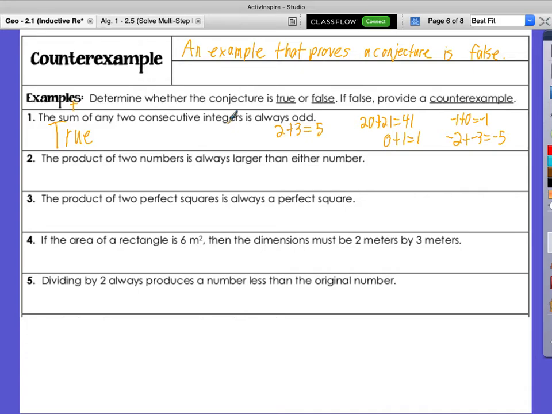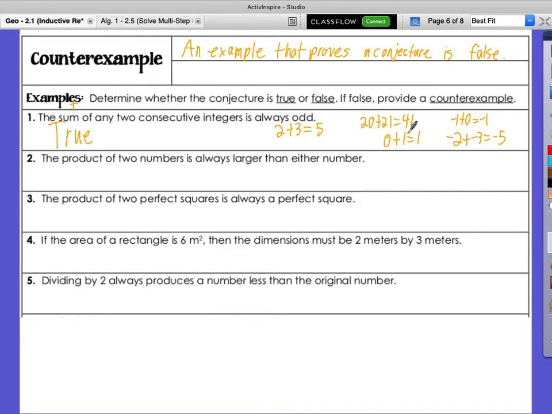The sum of any two consecutive... that's called a conditional statement. So I like to go through some examples and start testing it out. That's how we know whether it's true or false. Let's test some crazy numbers to add together.